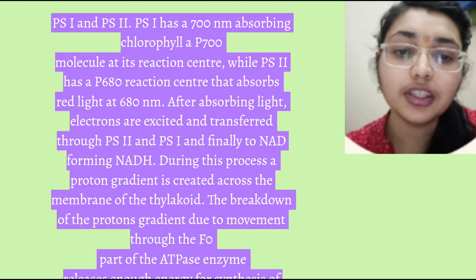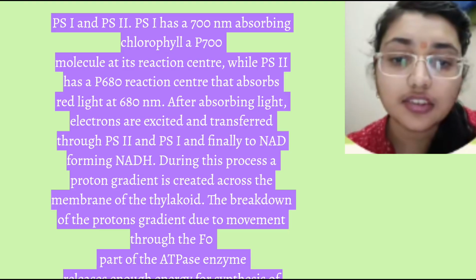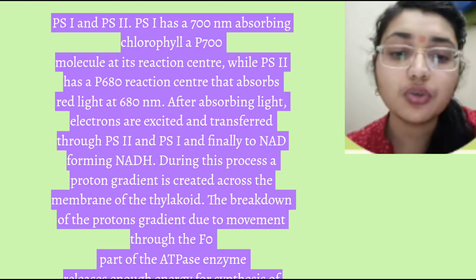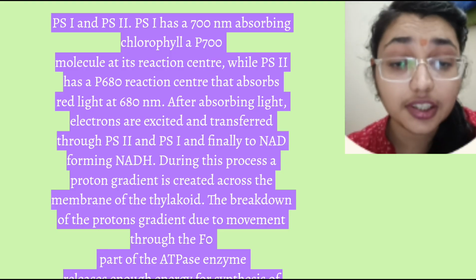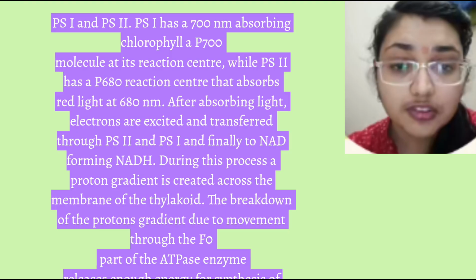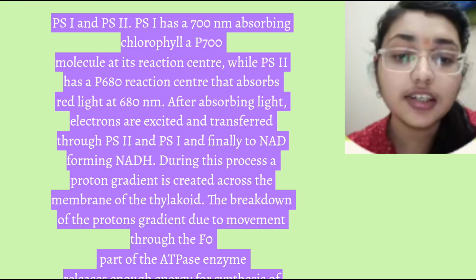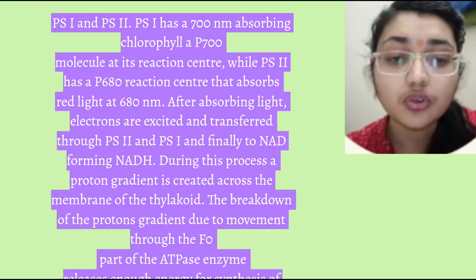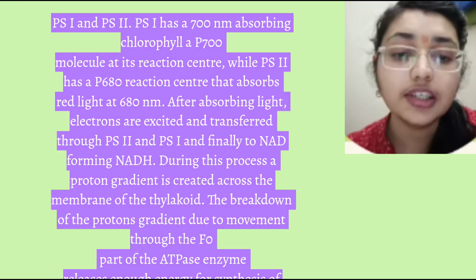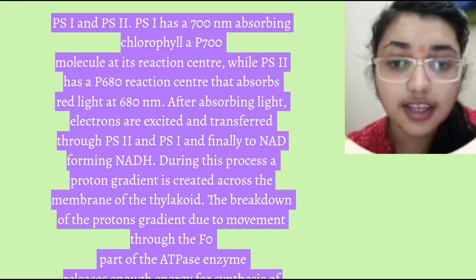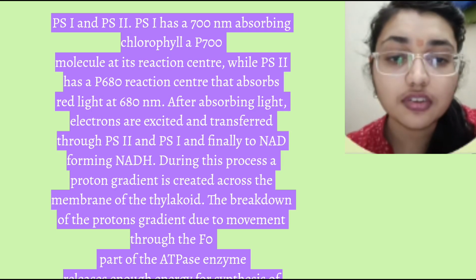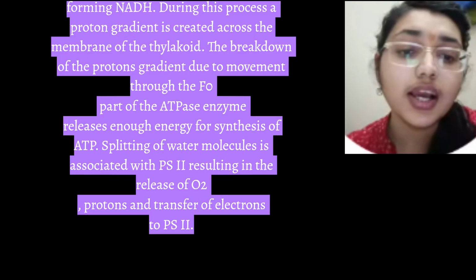After absorbing light, the electrons are excited and transferred through PS2 and PS1 and finally to NADP to form NADPH, and during this process a proton gradient is created across the membrane of the thylakoid. The breaking down of the proton gradient, due to movement through the F0 particle of the ATPase enzyme, releases enough energy for synthesis of ATP. Splitting of the water molecule is associated with PS2, resulting in O2 and protons and transfer of the electron to PS2.